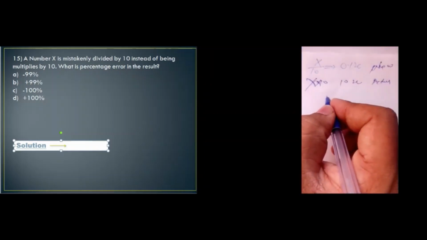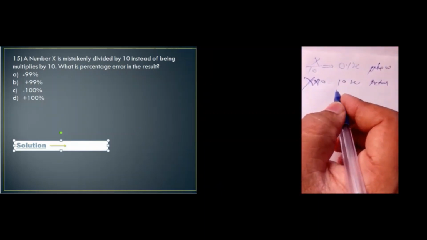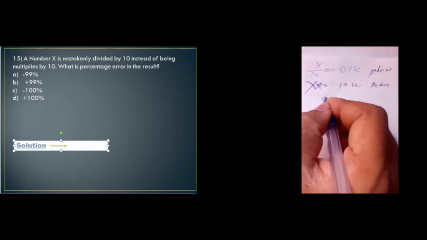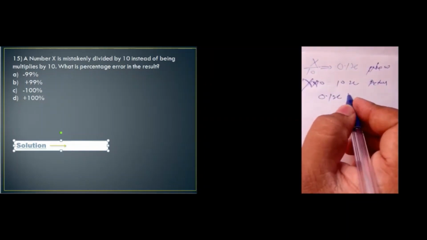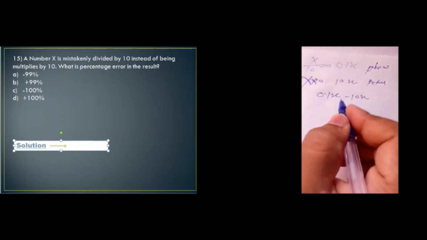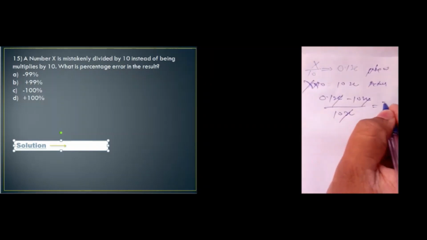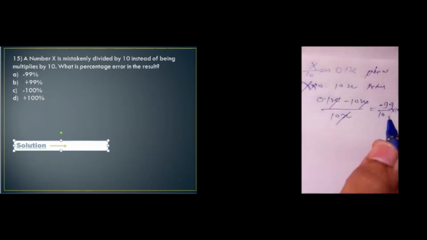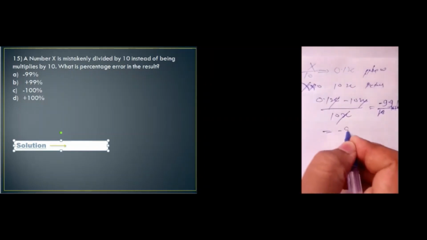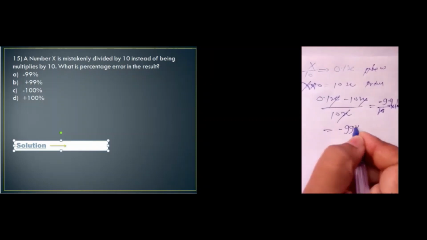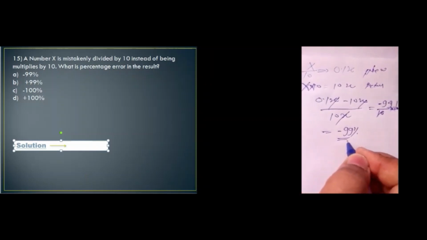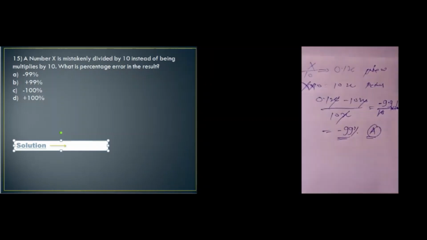So the percentage error has been asked. If we want to calculate the percentage error, we look at the change in the result. The new result was 0.1x and the expected original was 10x, which is also the base value. So this x will be cancelled. This will come out as minus 9.9 divided by 10 into 100, because we want it in terms of percentage. So 100 by 10 is going to be 10, and ultimately it is going to be minus 99%, which is the correct answer. So option A is the correct option.